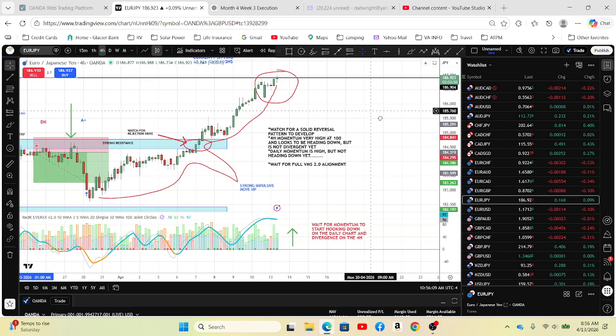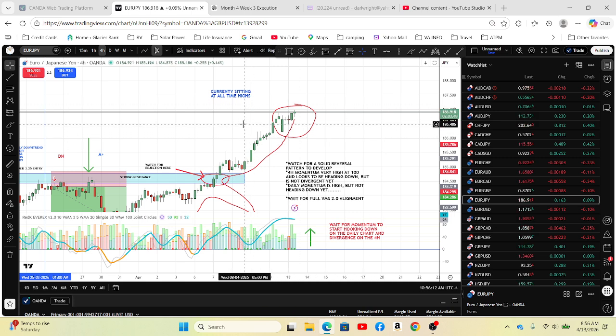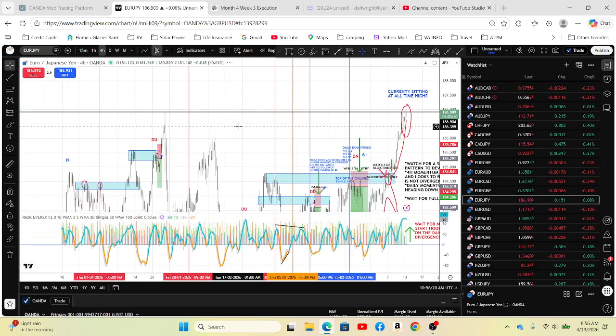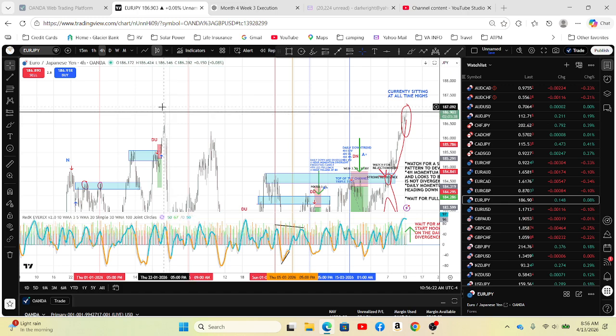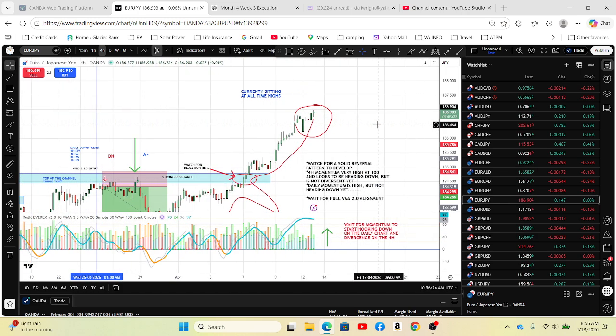Euro to the yen is at all-time highs. Look back at the monthly chart, all the way back to 2003. This market has never been this high. And I say that, but then also here was the recent high, and this one has surpassed it. Not by much, but it has.